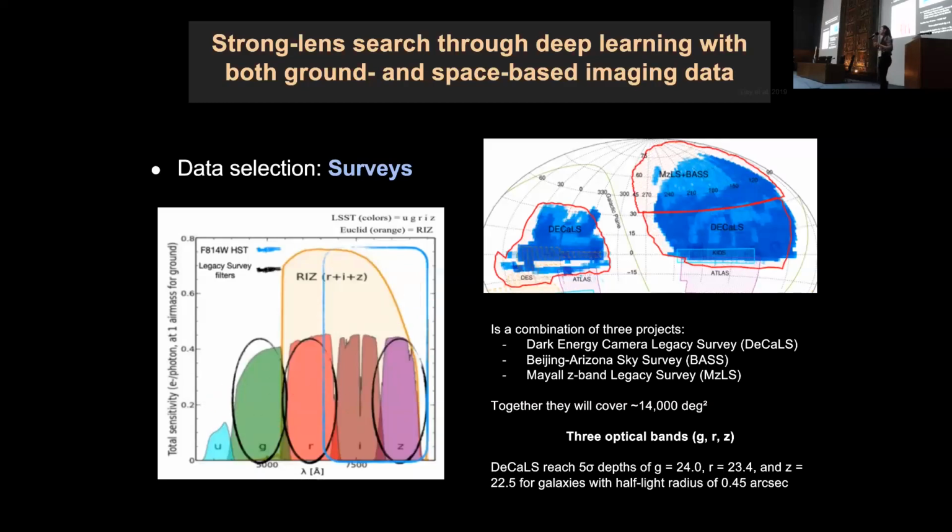And I am using images from the Legacy Survey, from the g, r and z bands, to simulate what is going to be LSST. And for the high resolution, I'm using images from the F814W filter. So it's more or less to try to simulate what is going to be both of them. And well, I'm using right now images from DECaLS, from the Dark Energy Camera Legacy Survey.